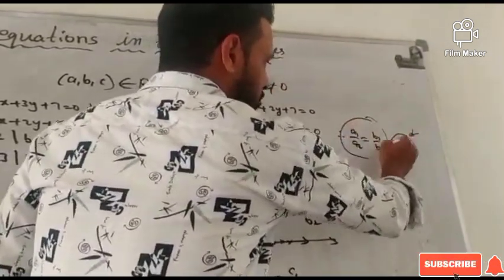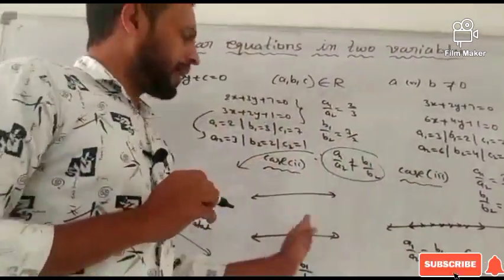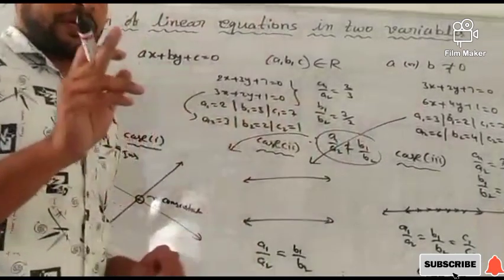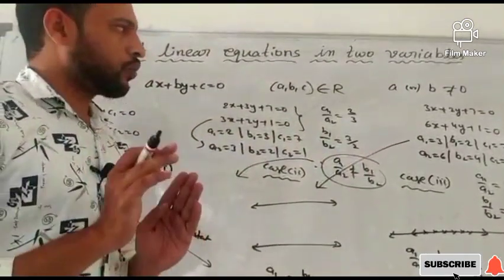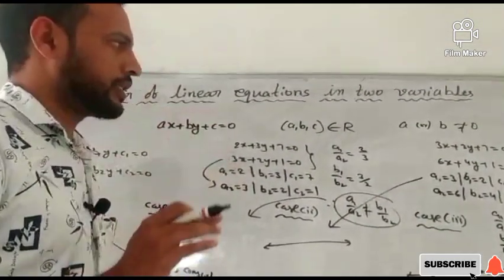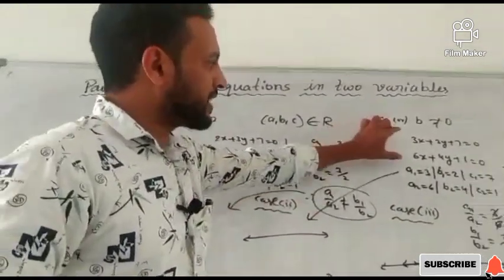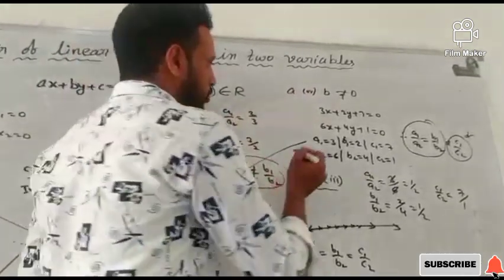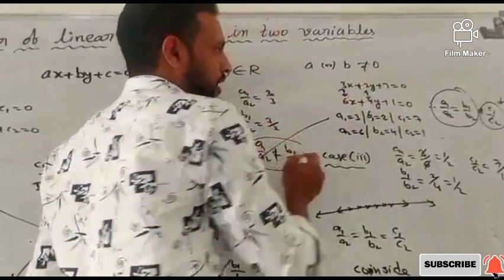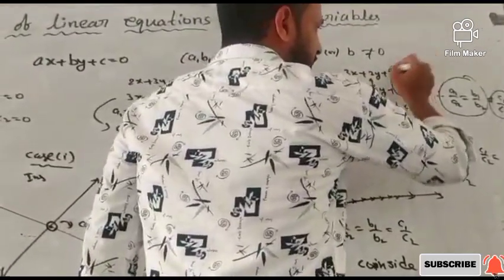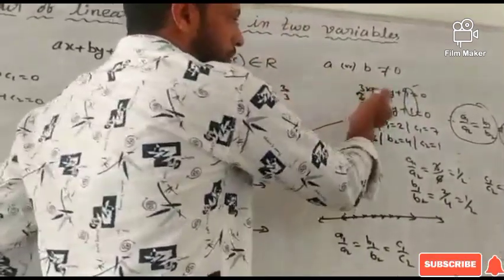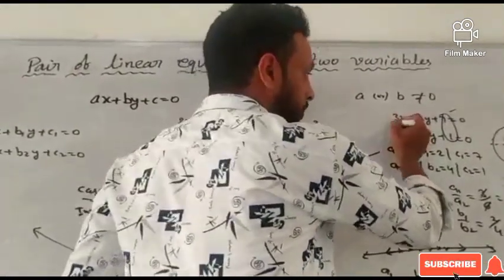So a1 by a2 is equals to b1 by b2, then we can say both the lines are parallel. Listen here, one point: parallel lines differ only in the constant. Parallel lines always differ in the place of the constant, the remaining are the same. But by seeing these two, in this case you can see that the x coefficient and y coefficient are not equal, but constants are always different in parallel lines. But we have to make these two equal by multiplying.